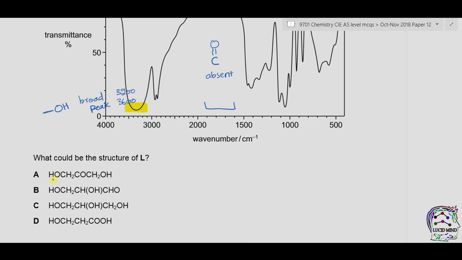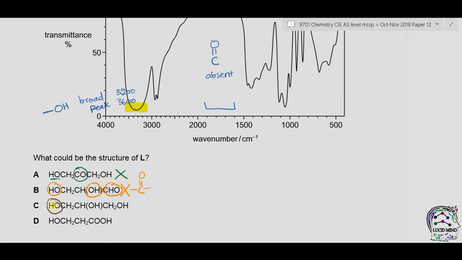In A we have an alcohol functional group. We also have a ketone functional group. So as the carbonyl peak is absent, therefore A is incorrect. In B we have an alcohol functional group. We have a secondary alcohol. We also have an aldehyde. In an aldehyde, carbon is making a double bond with oxygen. So therefore as the carbonyl peak is absent, B is also incorrect.